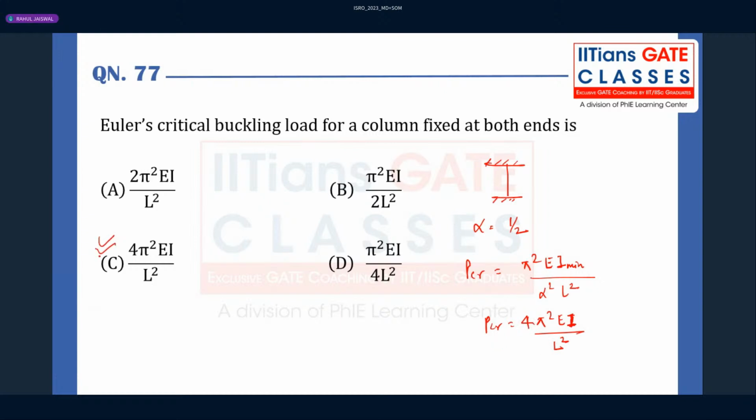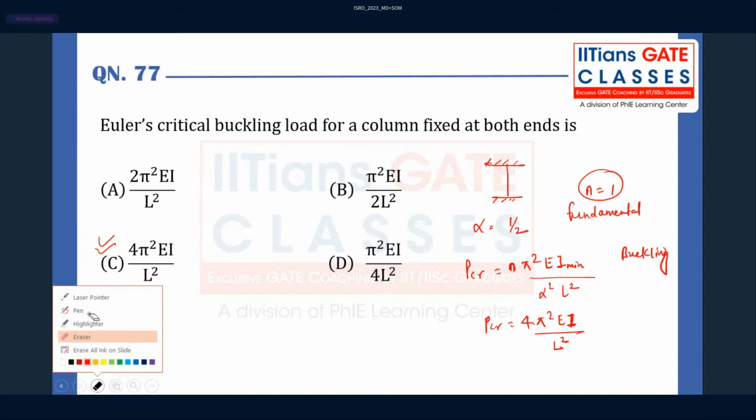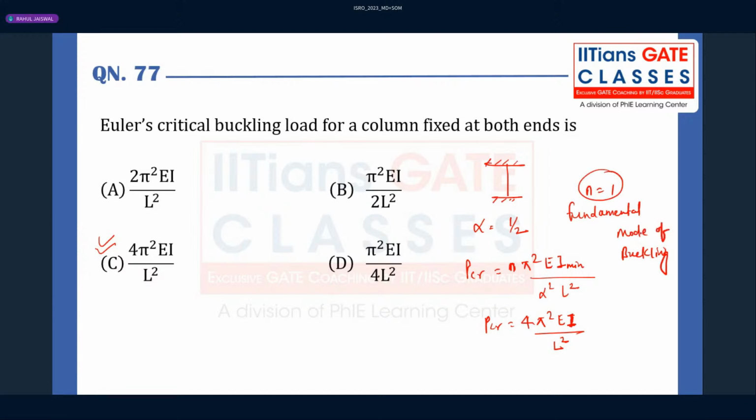Here remember, the actual formula is what? N times, we used to write. Here N is what? 1. Fundamental mode of buckling we are taking. N equal to 1. If this would happen, that means buckling will happen like this.